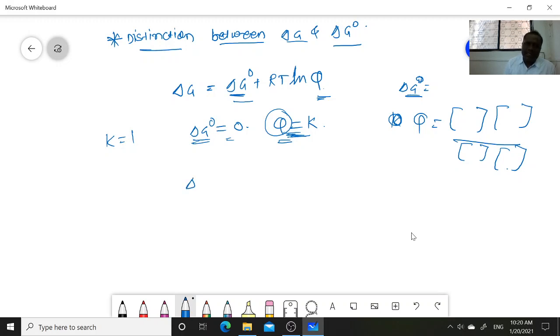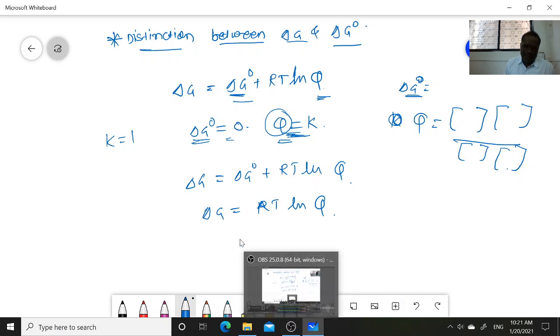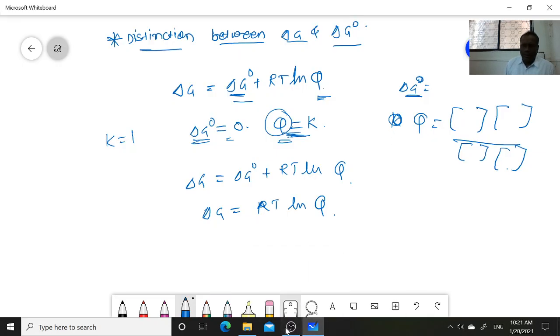Therefore, this delta G comes out to be delta G0 plus RT ln Q. Therefore, this delta G is equal to RT ln Q. Right? We will be solving problems based on this in the next lecture. Remember that. We will be completing the syllabus before the time. Thank you.